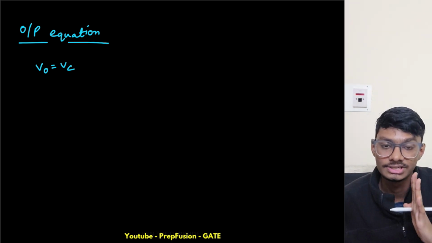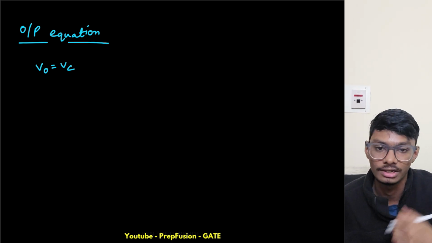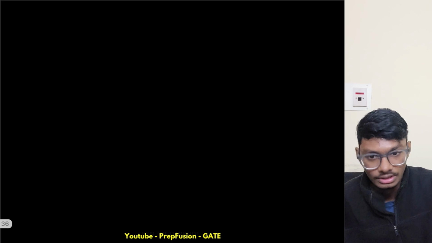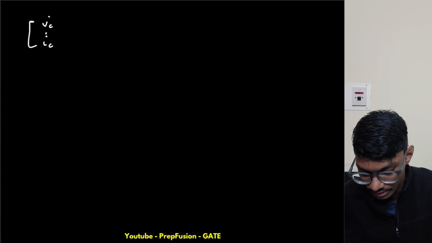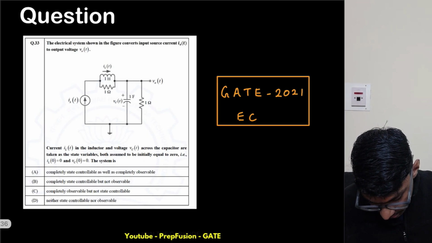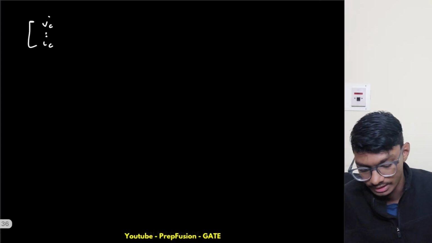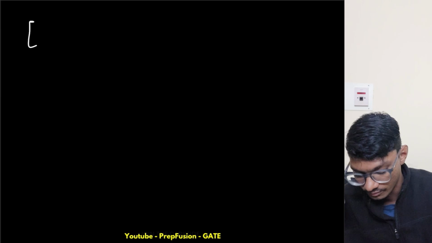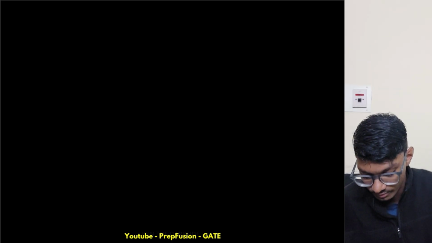Now can we write the state space representation, the matrix format? From there we will understand the controllability and observability. Let's write the standard format. You can either write VC dot first or IL dot first. I will write IL dot first, as I solved for it first, so it doesn't matter. Your final answer for controllability and observability will come out the same. So this is IL dot and this is VC dot.